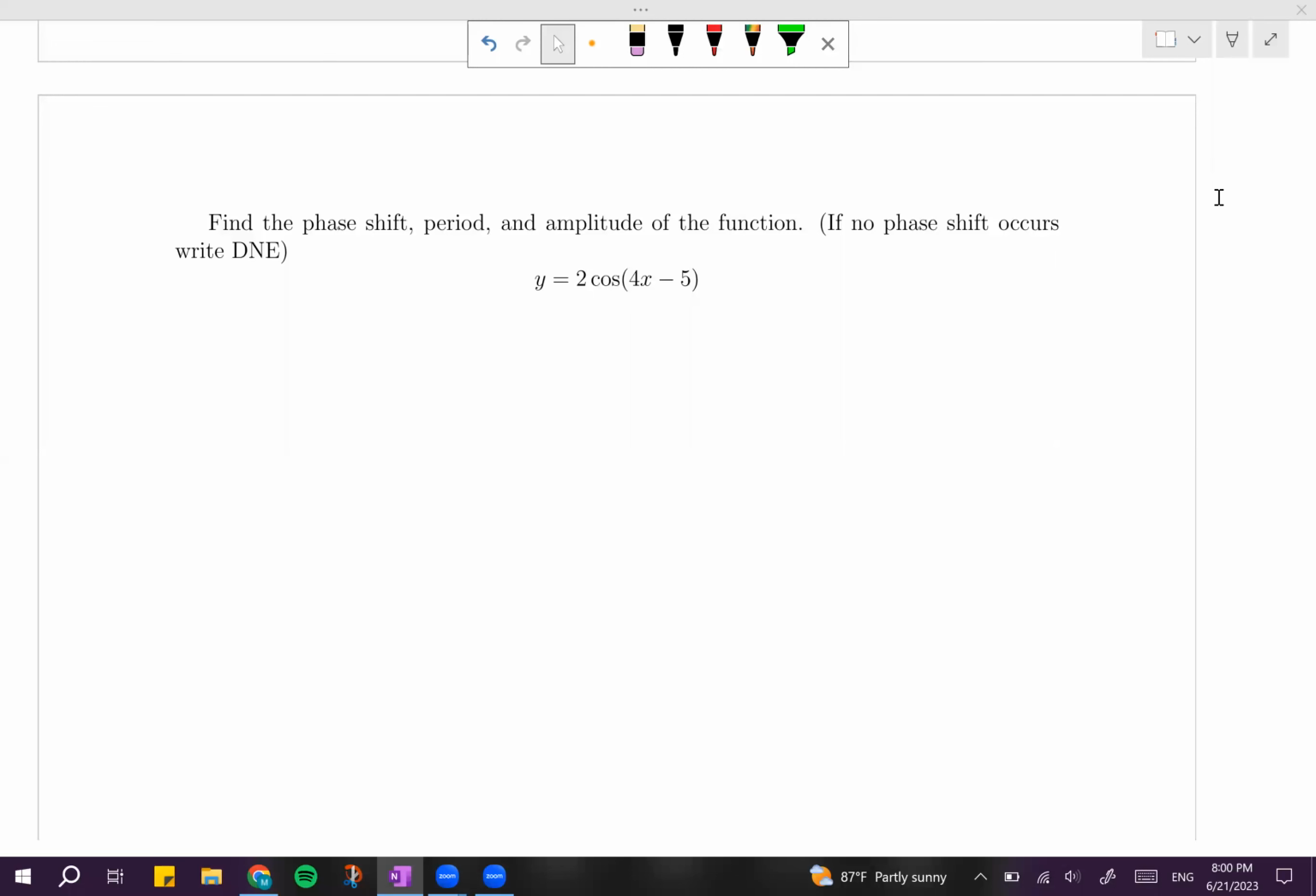Okay, so we've got this problem, and they want us to find the phase shift, the period, and the amplitude. So I'm going to write that over here. Phase shift, period, and amplitude.